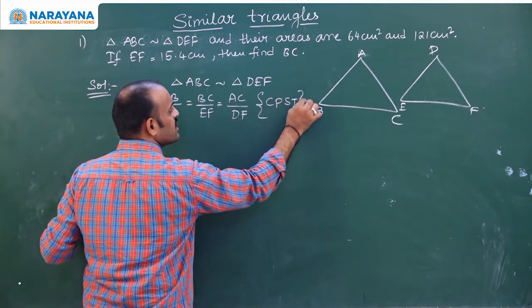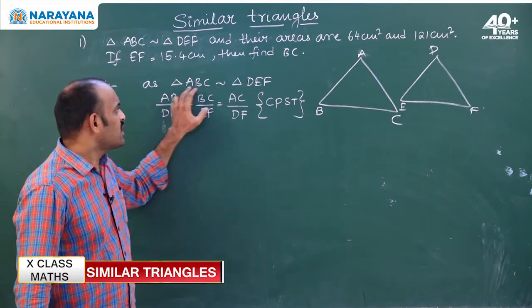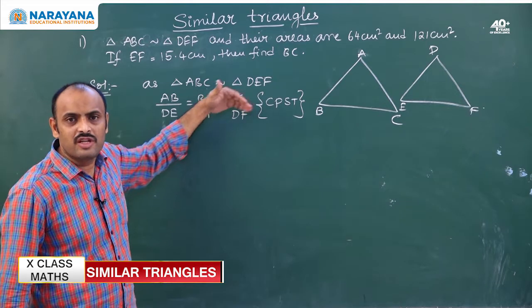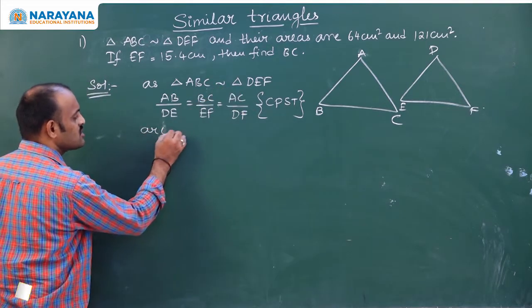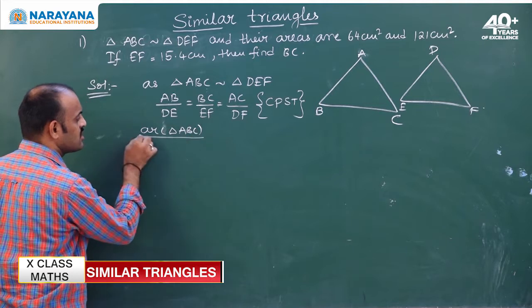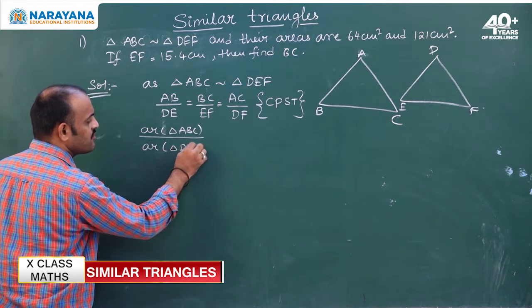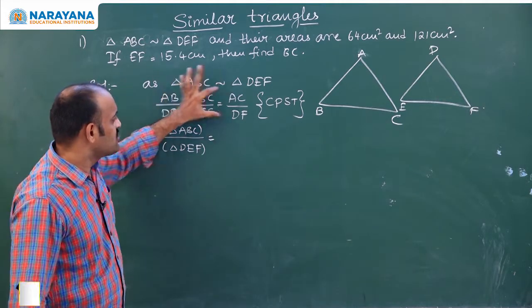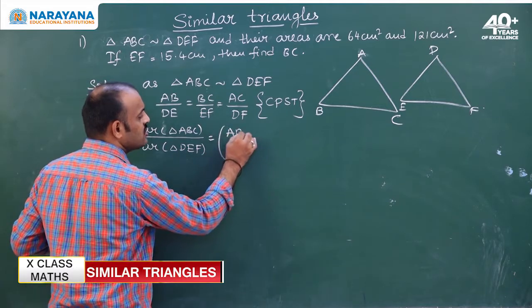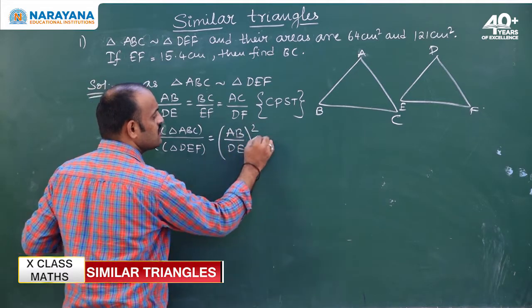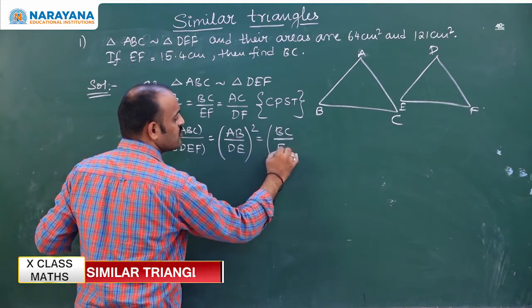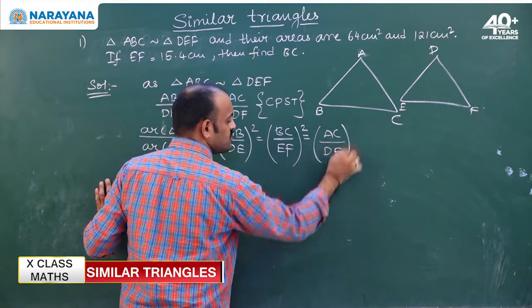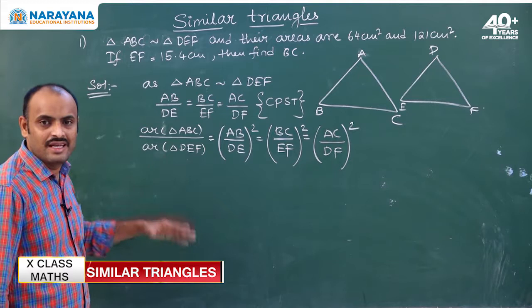Reason: CPST. And one more thing, if two triangles are similar, the ratio of their areas is equal to the square of the ratio of the corresponding sides. That means area of triangle ABC by area of triangle DEF is equal to the square of the ratio of the corresponding sides. So AB by DE whole square is equal to BC by EF whole square is equal to AC by DF whole square, according to the theorem which we have done earlier.